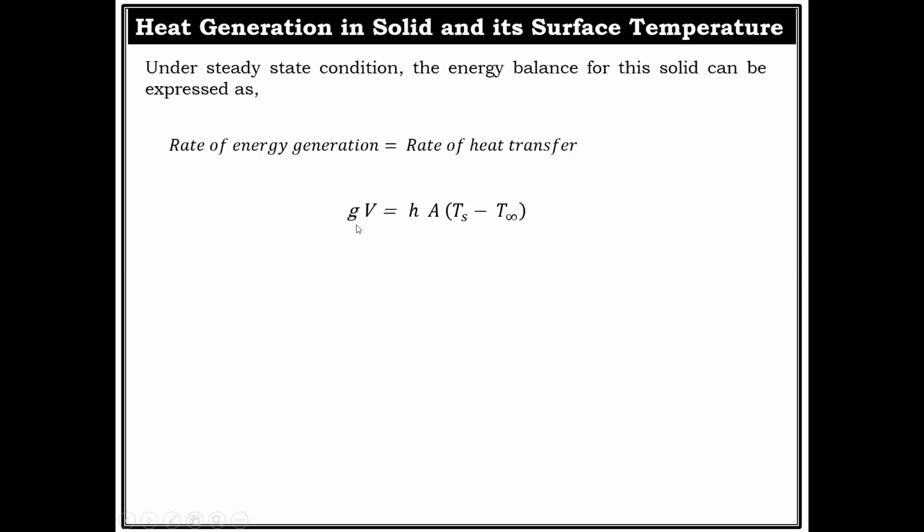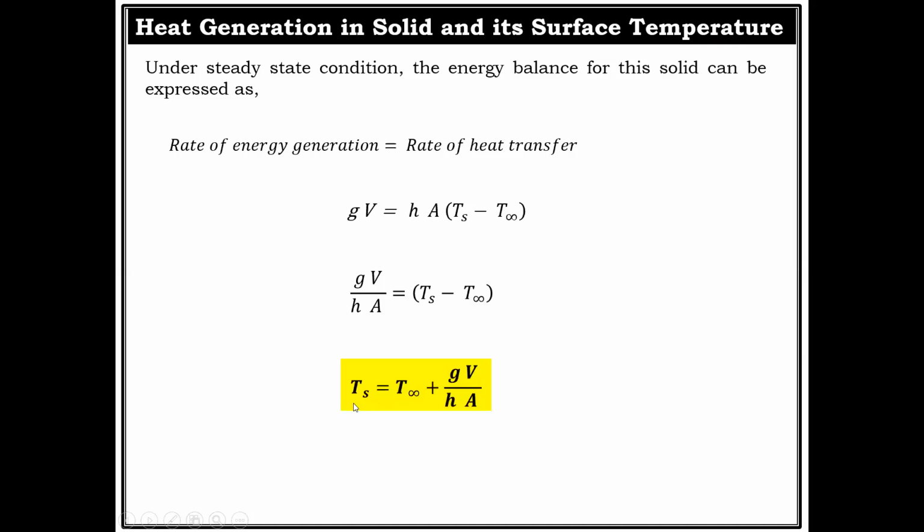So heat generation, we know, is small g into V, the total heat generation, which is equal to the heat transferred out to the surrounding fluid. As per Newton's law, heat is convected out as h A (Ts minus T infinity), where A is the surface area exposed for heat convection. Now rearranging this, we shift the h and A terms to the left-hand side. So gV upon hA becomes Ts minus T infinity, where Ts is the surface temperature and T infinity is the surrounding fluid temperature.